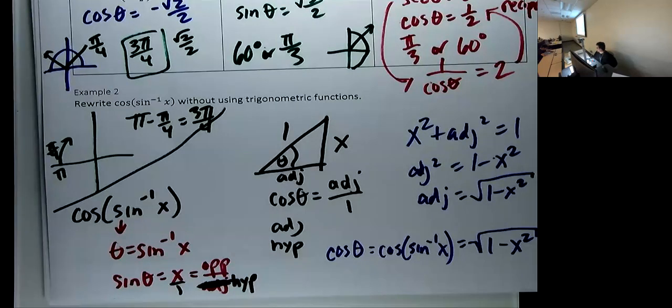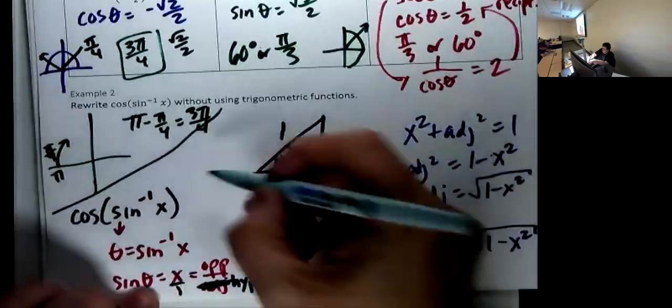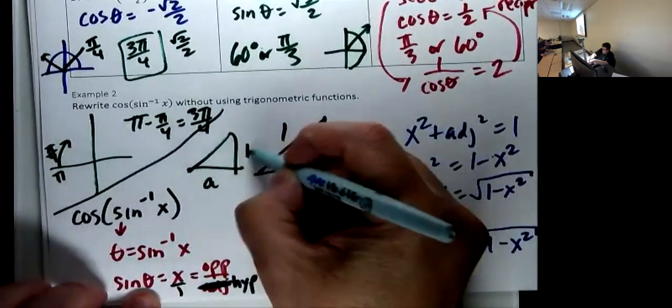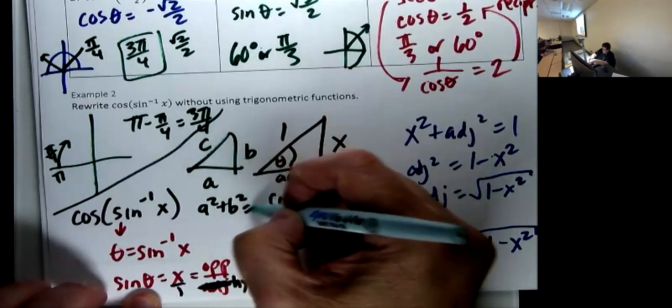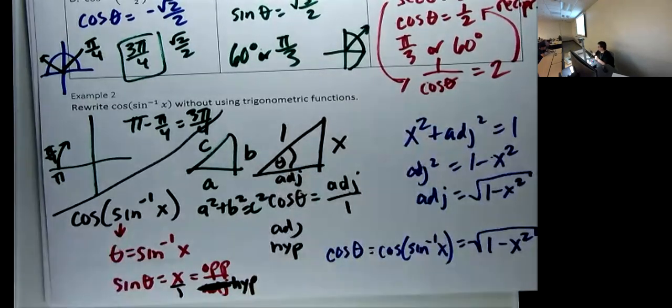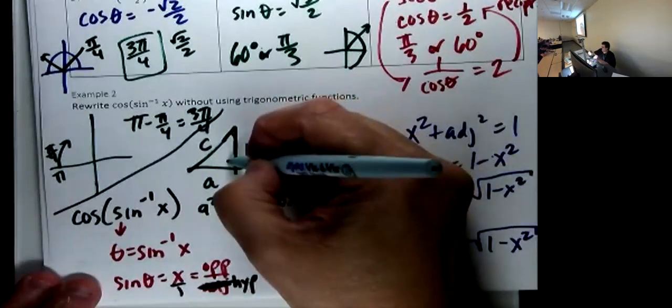Where you were correct, the side squared is 1 minus x squared. Most people aren't going to jump to it, but everyone hopefully remembers a squared plus b squared equals c squared. A, B, C, a squared plus b squared equals c squared is the Pythagorean formula. Hopefully that's something you guys remember.